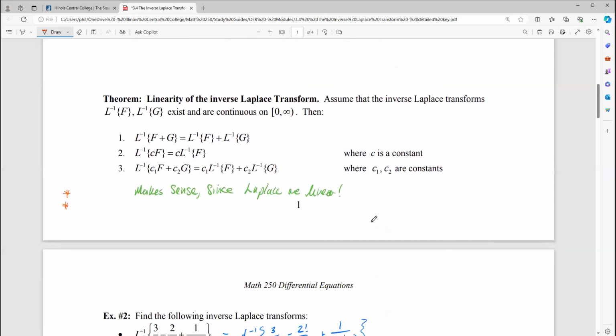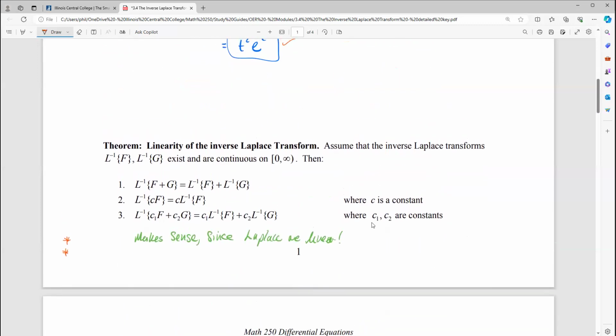Now, a little bit of a helpful theorem here is linearity of the inverse Laplace transform. So this says the inverse Laplace transform of big F plus big G is the inverse Laplace transform of big F plus the inverse Laplace transform of big G, and so on. These three rules basically take care of our cases here.